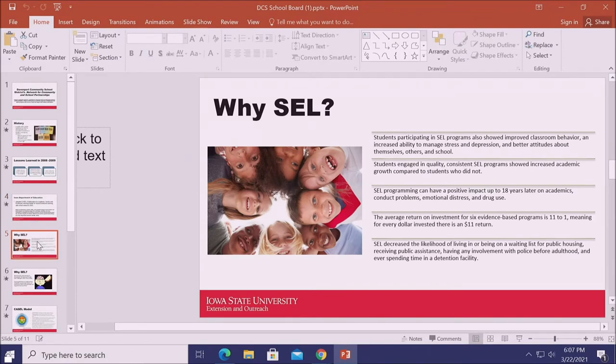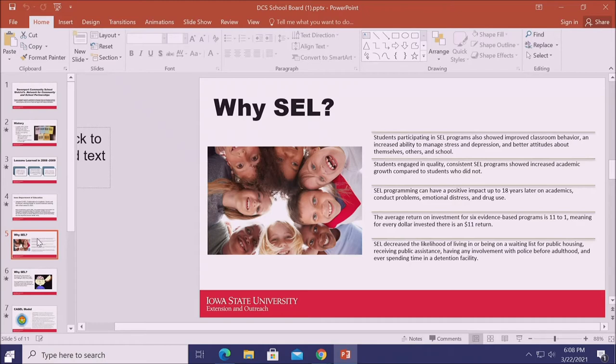There are a lot of reasons why social emotional learning is a really important piece of education, even though historically we didn't necessarily talk about it that much. It's something we intuitively have understood, but we really didn't have a very specific framework to plug into until very recently. We can draw on the empirical literature: students who participate in social emotional learning programs show improved classroom behavior. They have increased ability to manage stress and mental health issues. They have better attitudes about themselves and others in school. We know that students who are engaged in quality, consistent social emotional learning programs show increased academic growth compared to students who do not.